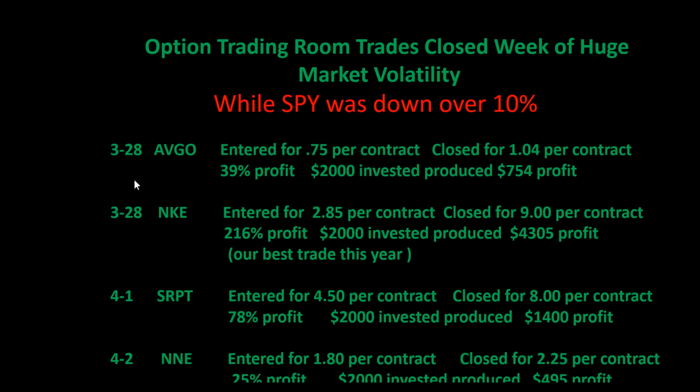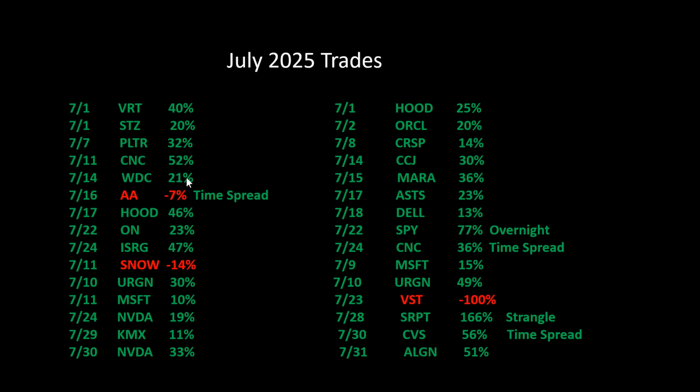These were our July trades right here, just so you can see. These are the kind of percentage gains you can expect using this methodology, trade after trade. 40, 20, 32. This is the range most of them are going to be in. Obviously, we have losses just like everybody does, but not very many.